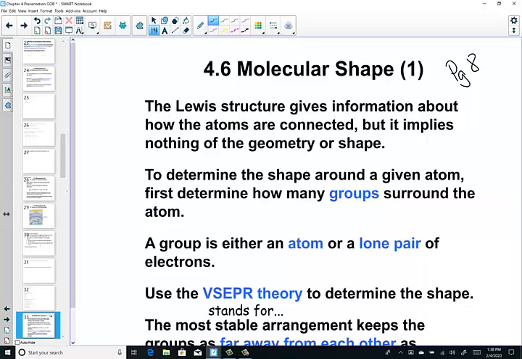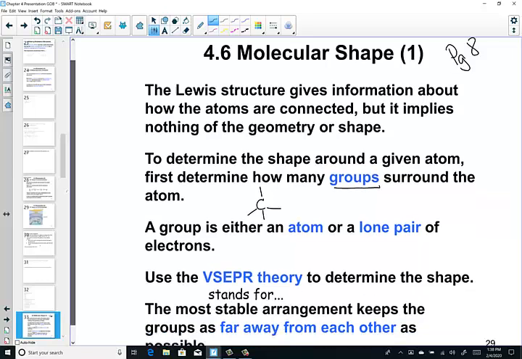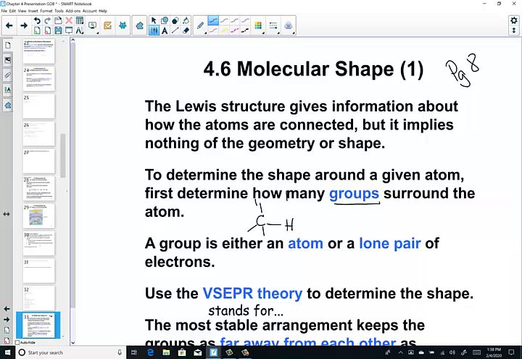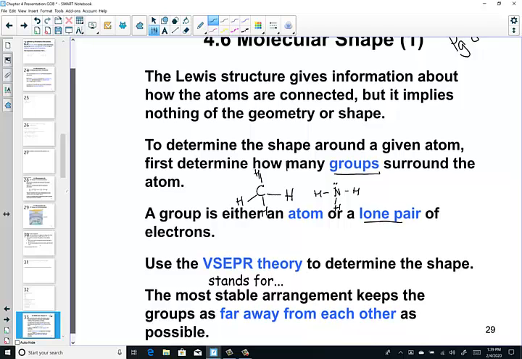To determine the shape around a given atom, we look at a central atom and determine how many groups surround the atom. If we have a central atom, usually a carbon as an example, and carbon we know has 4 bonds. What are those 4 bonds leading to? The groups surrounding the central atom. Sometimes the central atom is bonded to atoms, and sometimes to atoms and lone pairs of electrons. So we need to consider both.